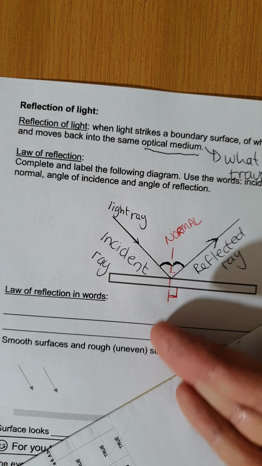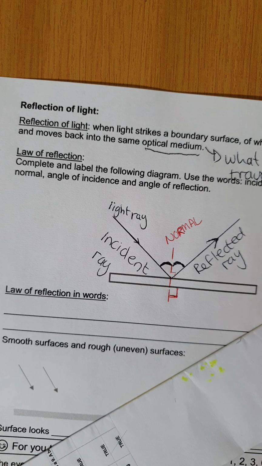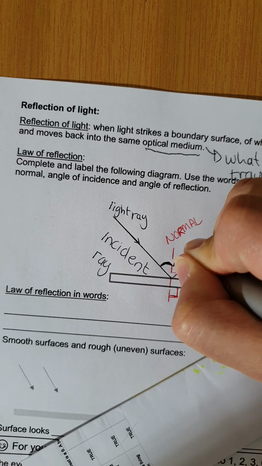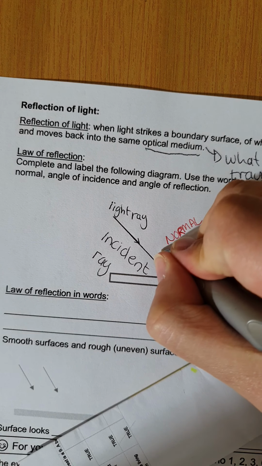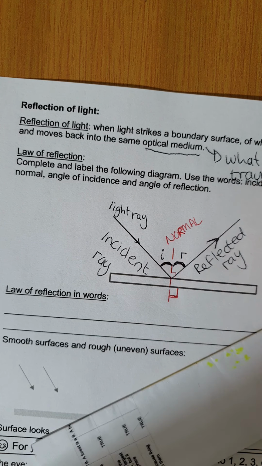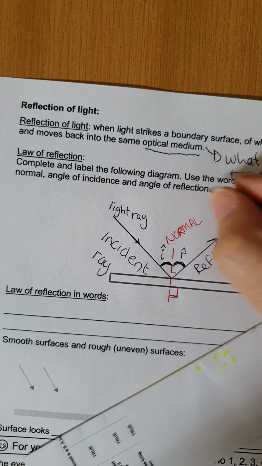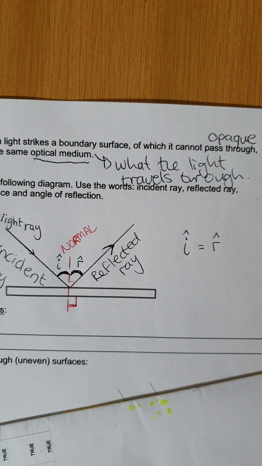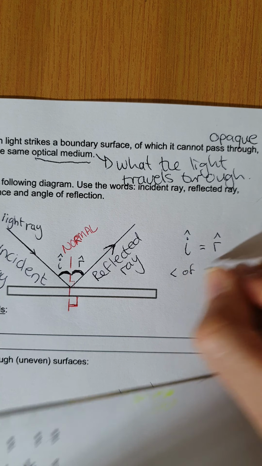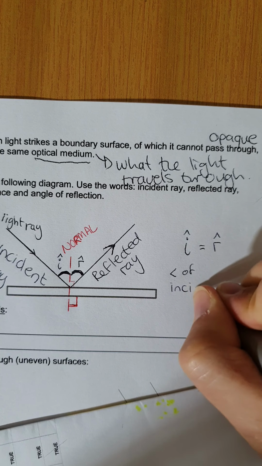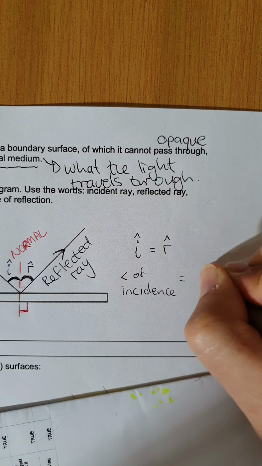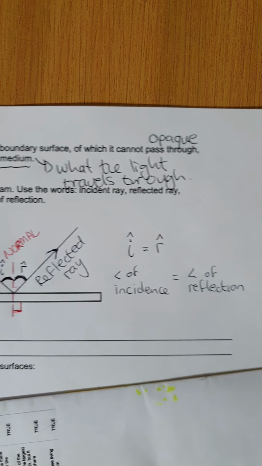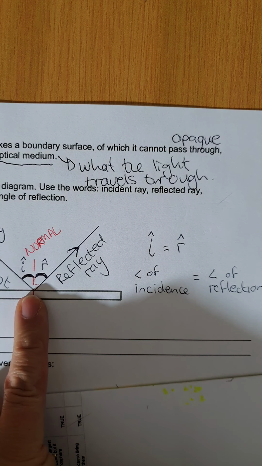If we had to draw this imaginary line all the time, we would see something. We would see that that angle here is equal to that angle here. And we can label it an I and an R. Okay? And we say that angle I equals angle R. It is the angle of incidence is equal to the angle of reflection. Okay, and it will always make the angle with the normal.